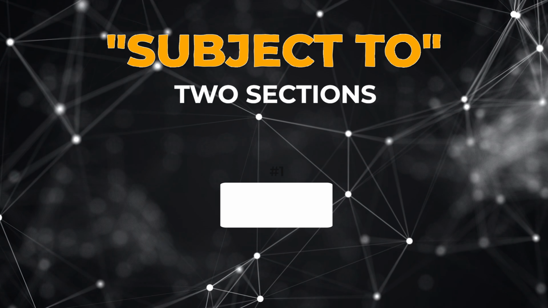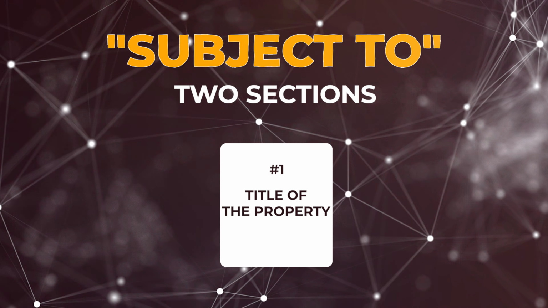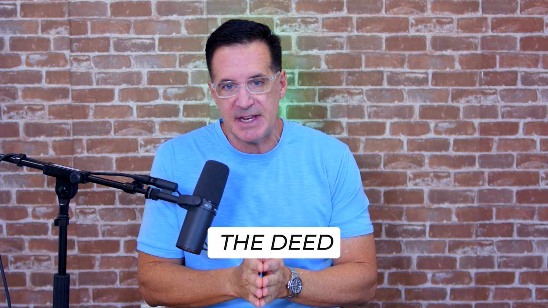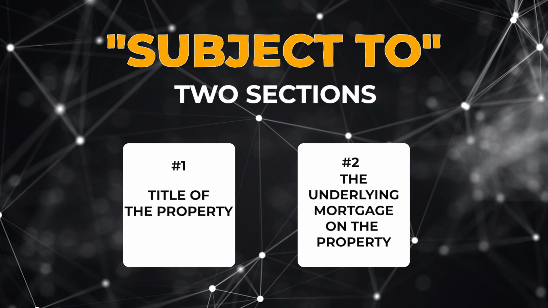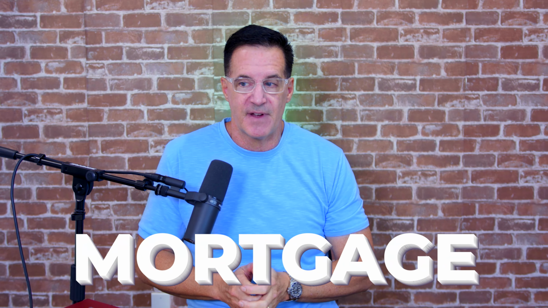You see, there's two sections to this. Number one is the title of the property. Depending on what state you're in, it can be a deed of trust, it can be the deed. But title is the person that controls the property. Now, you can change the title to the property, but usually the underlying issue on these properties is there's a mortgage. In fact, over 90% of properties typically have a mortgage in the United States.